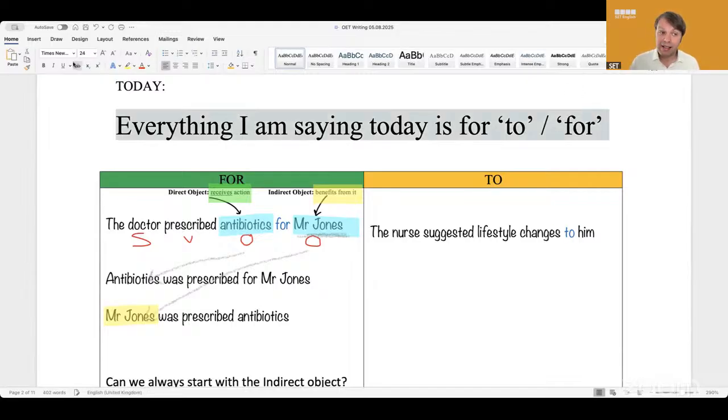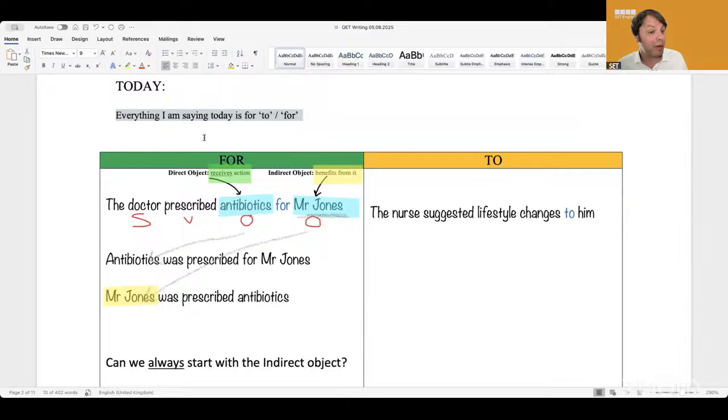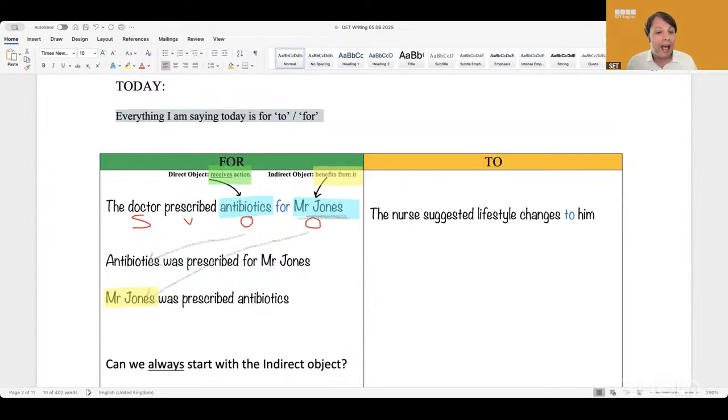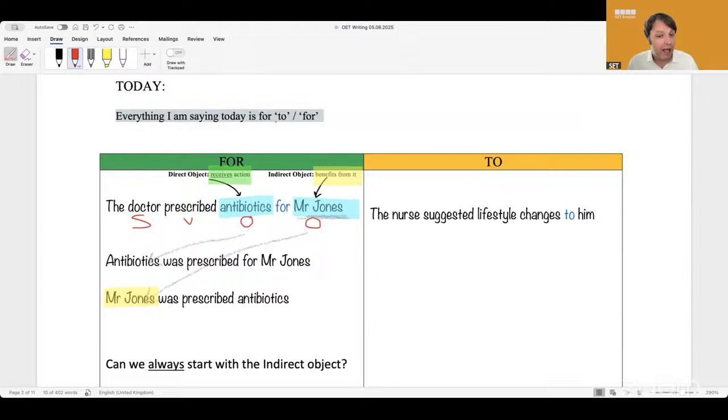Okay, does that make sense, guys? Only for, only to. It is possible to do it with other prepositions, but it's very, very difficult. Stay only with to and for. Okay, my advice, only use to and for direct and indirect objects. 99% of sentences will be like this.